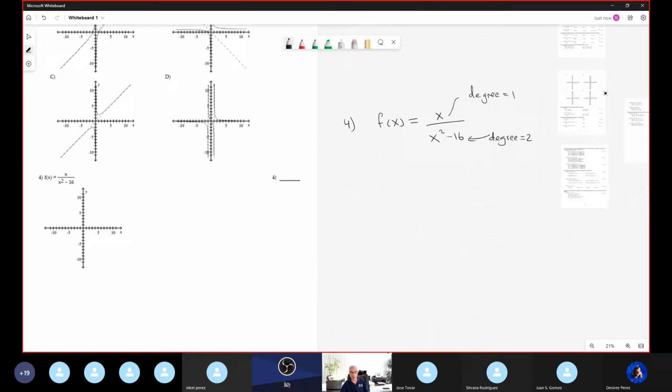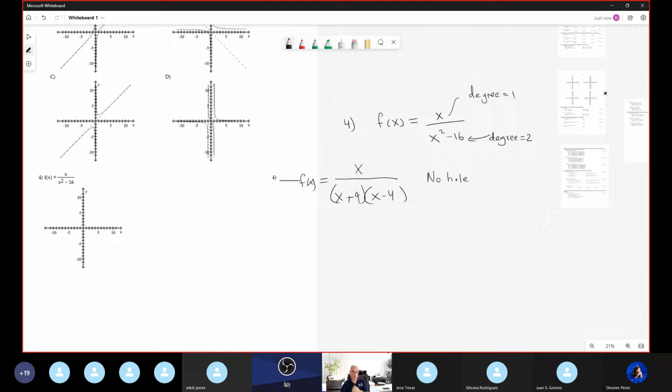Okay, according to the order, the first step is factorization. In this case, I saw in the bottom we have a difference of squares: square root of 16 and 4, positive and negative. Now, this is my new f of x. There is no common factor that we can cancel out, no hole.